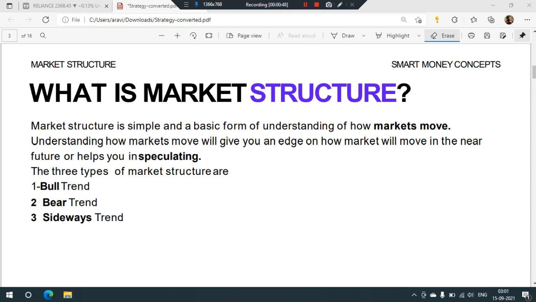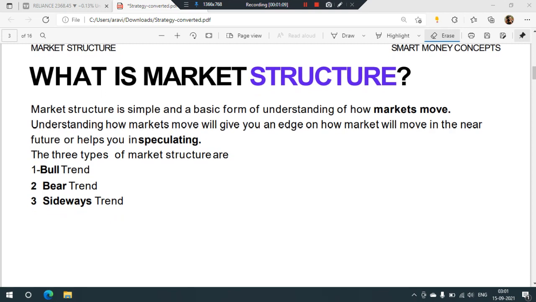Okay, so this will be in the first part. We will be identifying the current trend of the market. And in the next video we will be discussing when the trend is likely to change. Okay, good. So the first thing, there are three trends: bull trend, bear trend, or sideways trend, also known as uptrend, downtrend, and a ranging market.